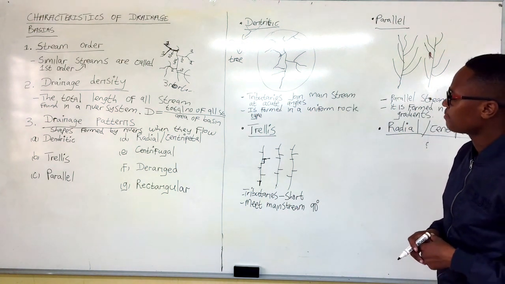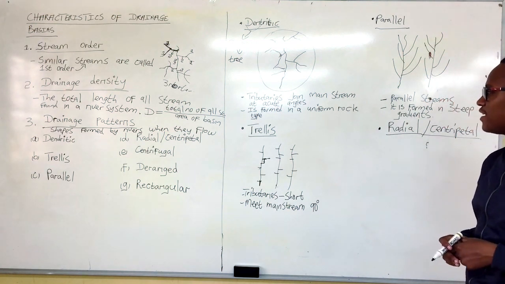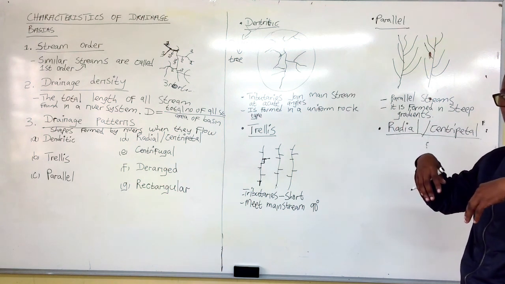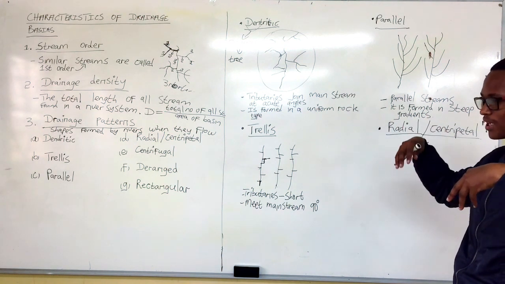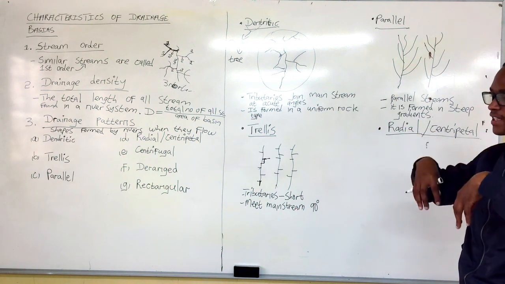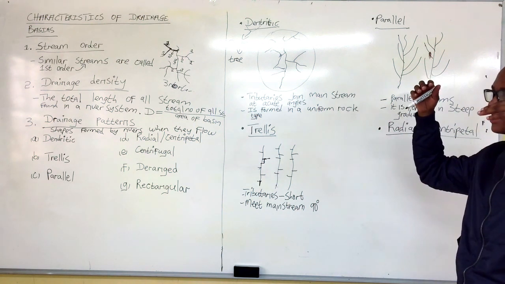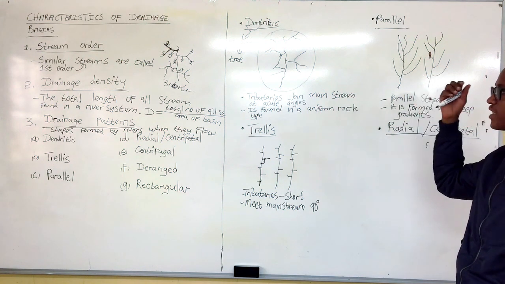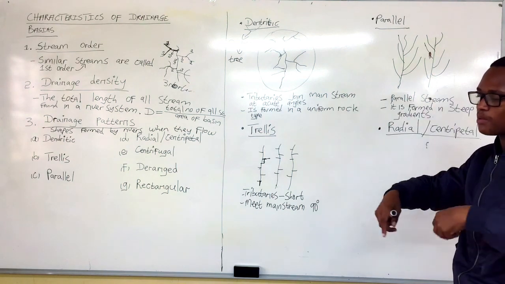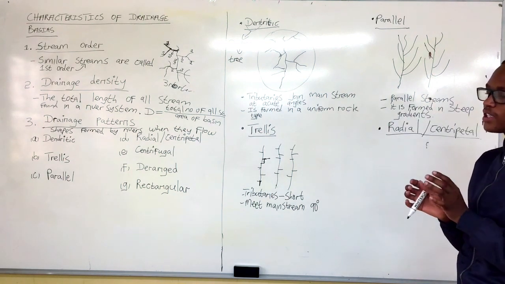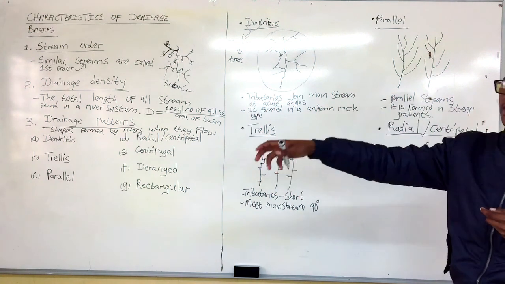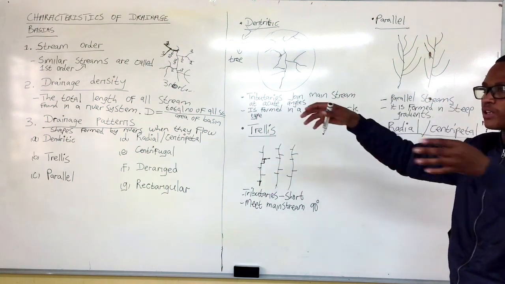A radial pattern is formed when all the streams flow towards a center. Maybe when there's a mountain, and in that mountain the rivers flow from the top of the mountain and then flow downwards. Maybe when there's a crater, which is an opening that is formed by a meteorite when it hits the surface, and then it leaves a bigger opening on the surface.